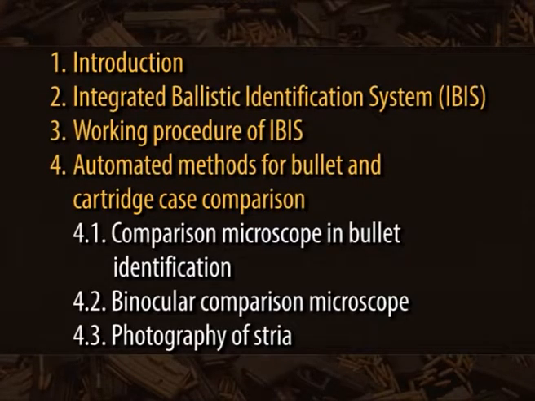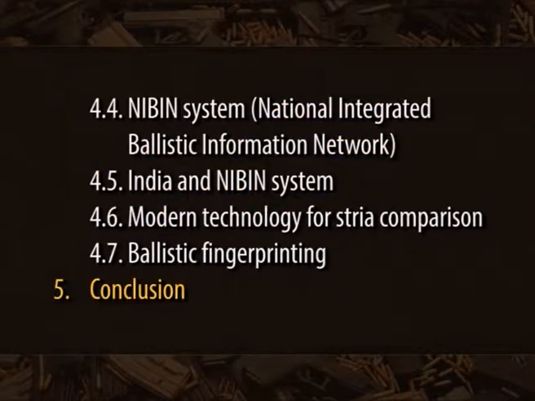The first part, as usual, is going to be the introduction. The second part would be the integrated ballistic identification system. Then the working procedure of the system, and then automated methods for bullet and cartridge case comparison, in which we are going to cover the comparison microscope in bullet identification, the binocular comparison microscope and photography of striae, the NIBIN system, that is the National Integrated Ballistic Information Network, and India and the NIBIN system, and then modern technology for striae comparison, and then ballistic fingerprinting, and in the end we are going to conclude the topic.